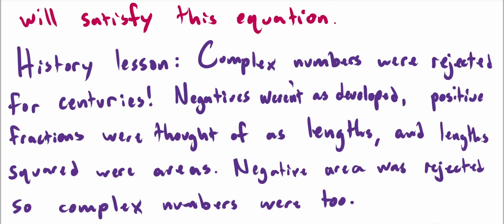Now, if you're feeling a bit of resistance to the idea of just making up a number to go here, you're in good company, because historically, people rejected the ideas of complex numbers for a long time. Negatives really weren't as developed as a theory, even though they did kind of exist in the form of debt. Positive fractions were thought of as lengths, and length squared were thought of as areas. Negative area was rejected, and so the idea of needing a complex number was just rejected out of hand.